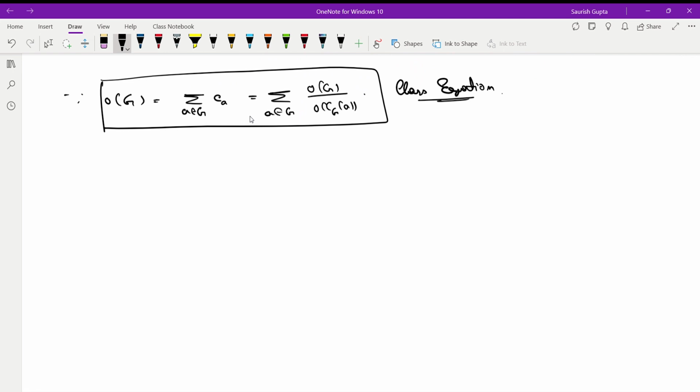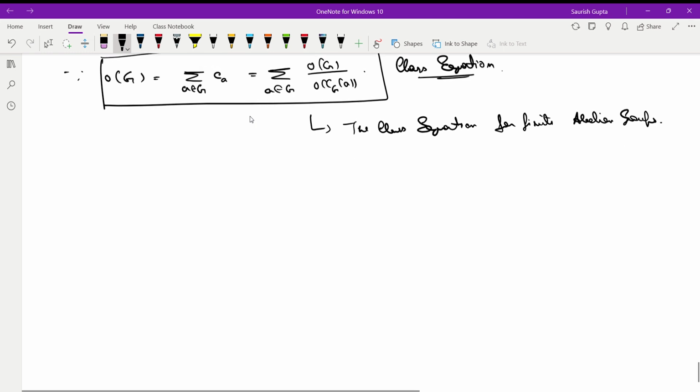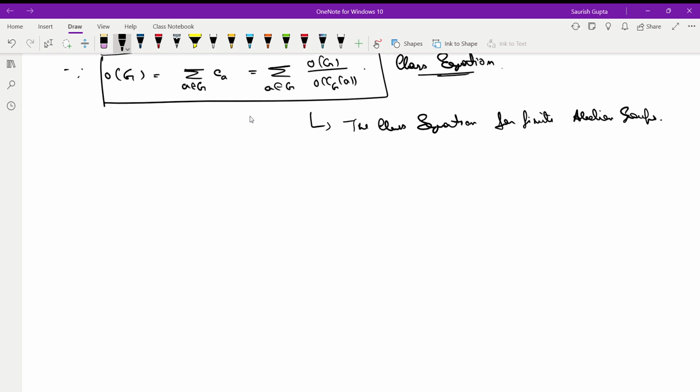Now, it should be an easy exercise, if you have already revised the concepts of centralizers, to check the class equation for finite abelian groups. Just keep in mind that if you are talking about an abelian group, then every element in the group will commute with A, so the centralizer of A should be the whole group. So check the representation of the class equation for finite abelian groups.